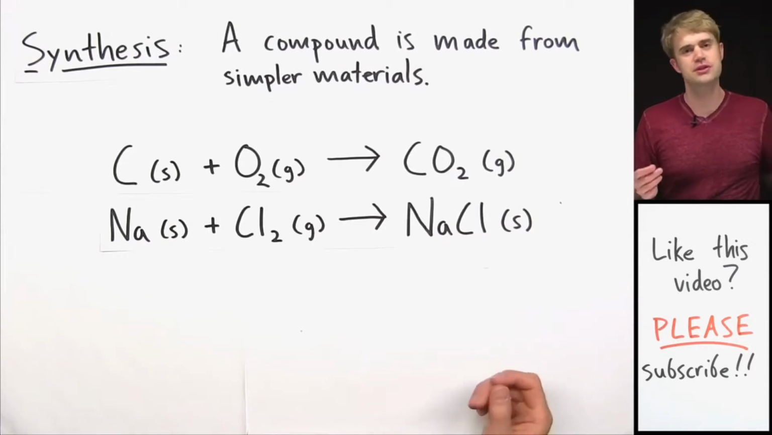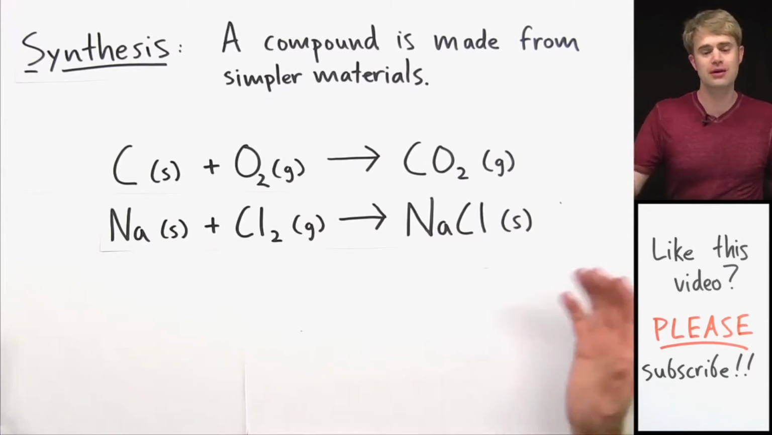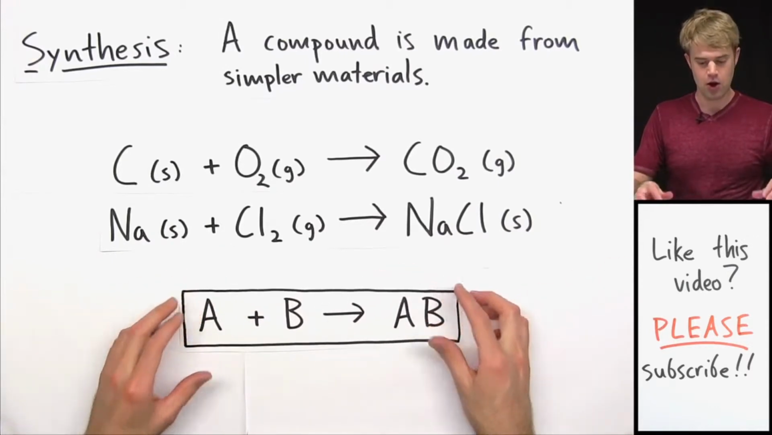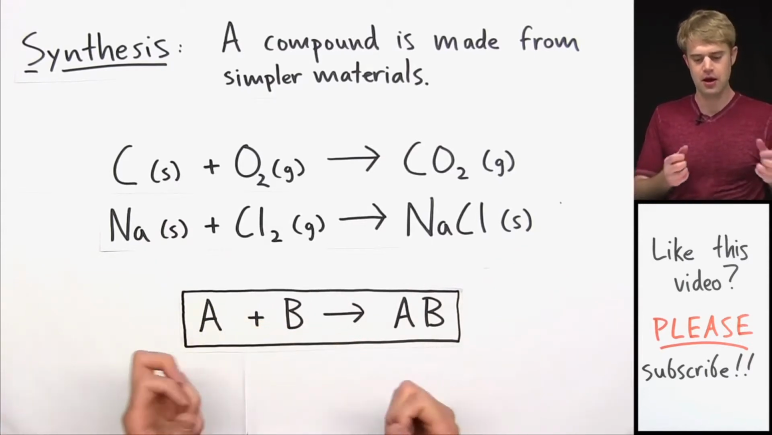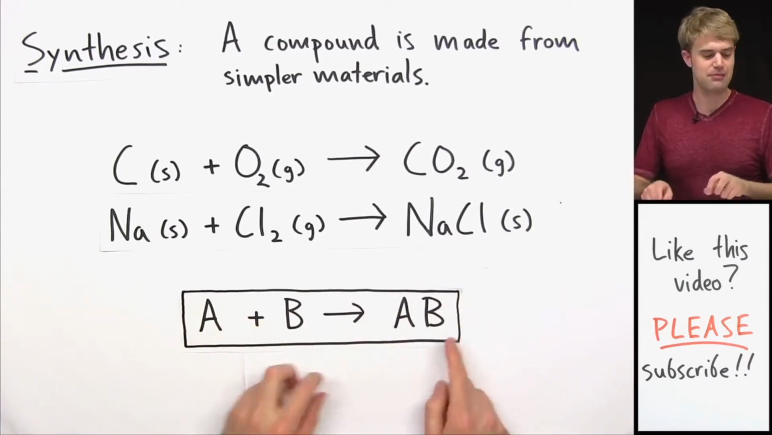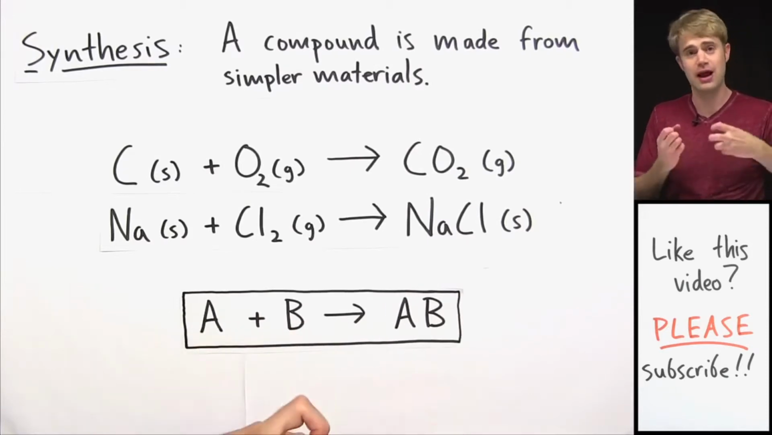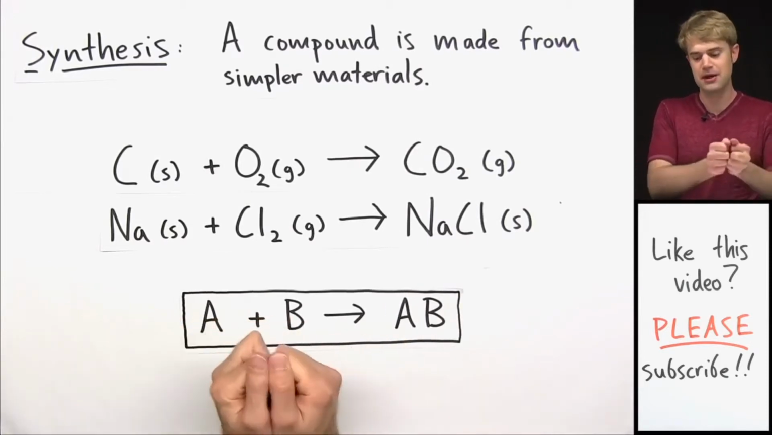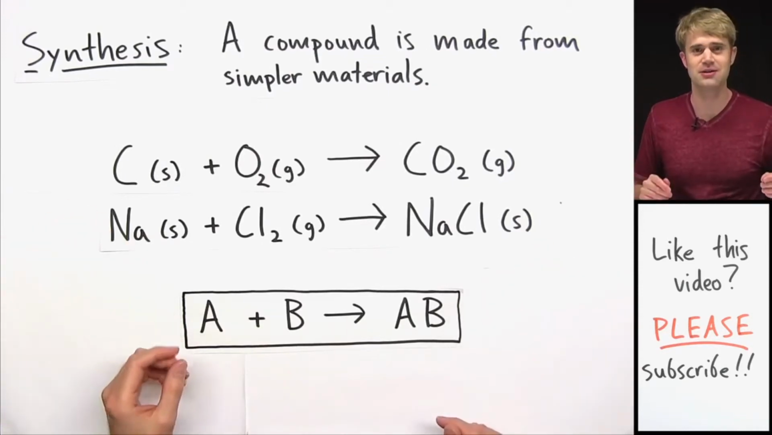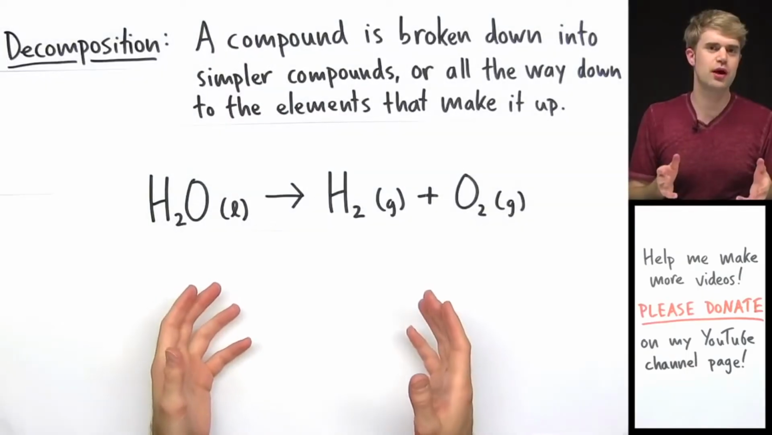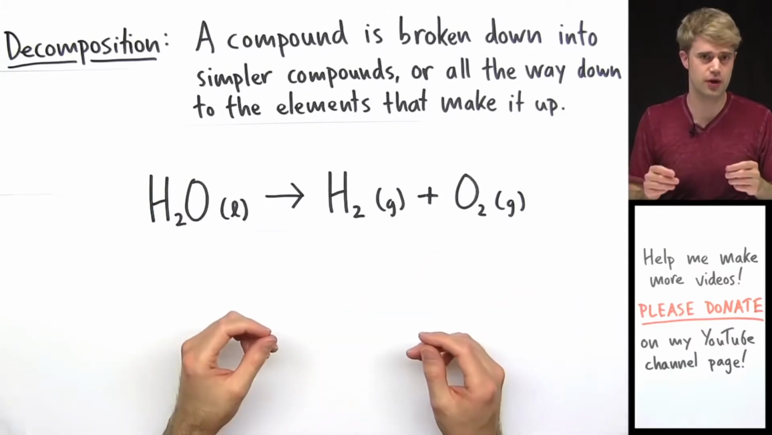If we want to represent a synthesis reaction more generically, we could say that it looks kind of like this. We have A and B combining to make AB. Here, A and B are different elements or different compounds coming together to make something more complex. So that's a synthesis reaction. Let's move on. A decomposition reaction is kind of the opposite of a synthesis reaction.